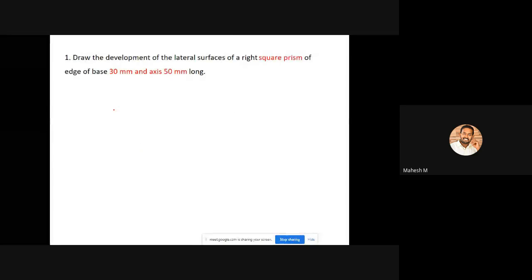Okay, next we are moving to the problem. The problem is to draw the development of lateral surface. Please make a note of it. It is a lateral surface, but the problem will have the top and bottom surfaces. That is how I have drawn it for you, because even if the question does not ask for the lateral surface, you should answer it. Draw the development of the lateral surfaces of a right square prism of edge of base 30 mm and axis 50 mm long.